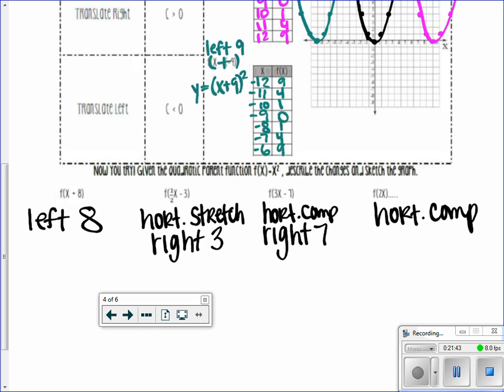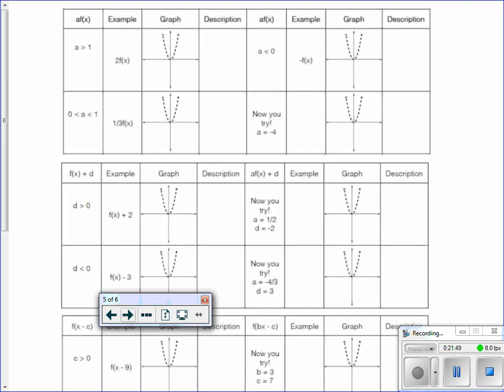Okay. The next page is your homework. On this page, it looks like a lot more than it actually is.